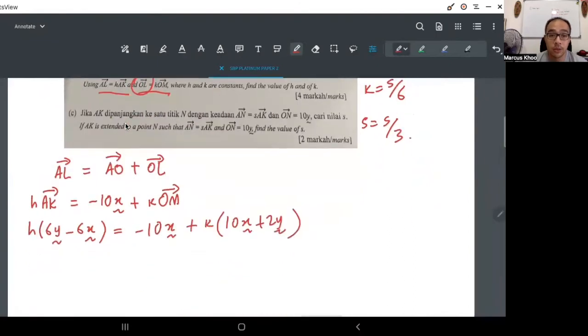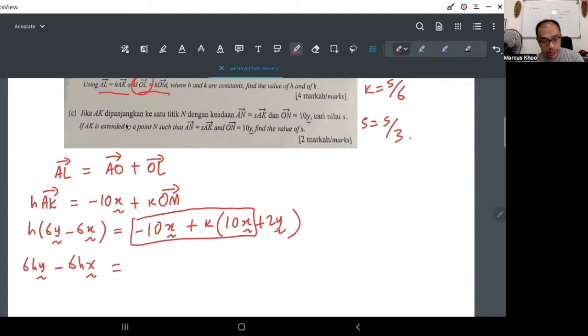Okay, 10x plus 2y. Okay, and then this one will give me a chance to compare the left and the right side. Again, remember, there's no pindah-pindah, it's just comparing the left and the right side. Okay, so 6hy minus 6hx equals to, okay, I'm going to combine these two together. So negative 10 plus 10k, the whole thing x, plus 2ky.